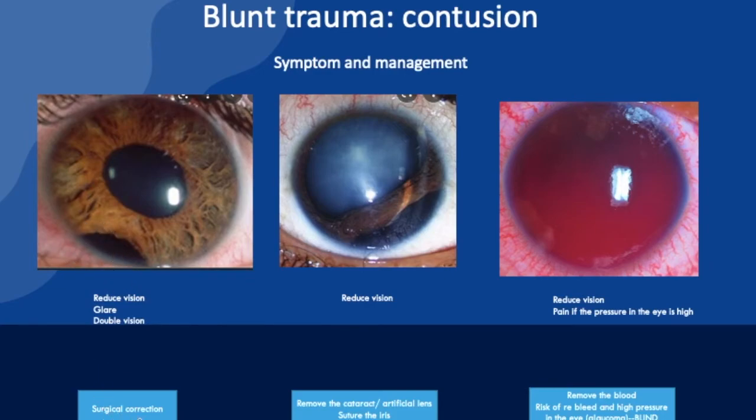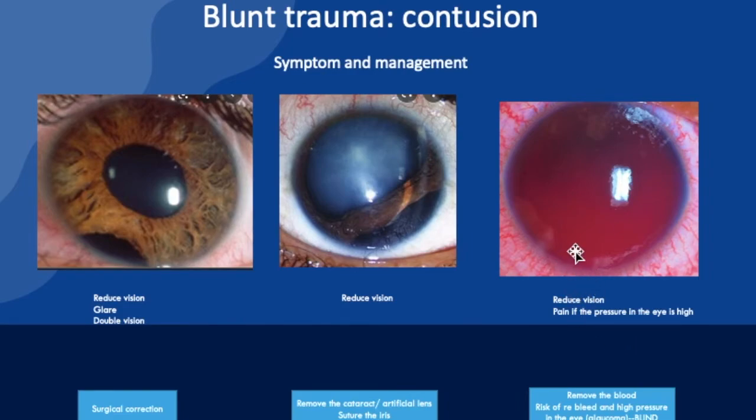Now, in certain situations like this, when there's this dialysis of the iris tissue, we will do surgical correction. And if there's cataract, we remove the lens and replace it with an intraocular lens. So this kind of surgery can be an elective surgery, which is fine. But if there is a hyphema, this potentially can be an emergency situation for us.